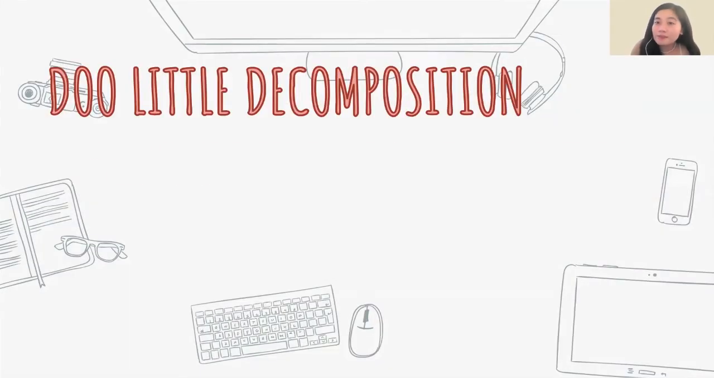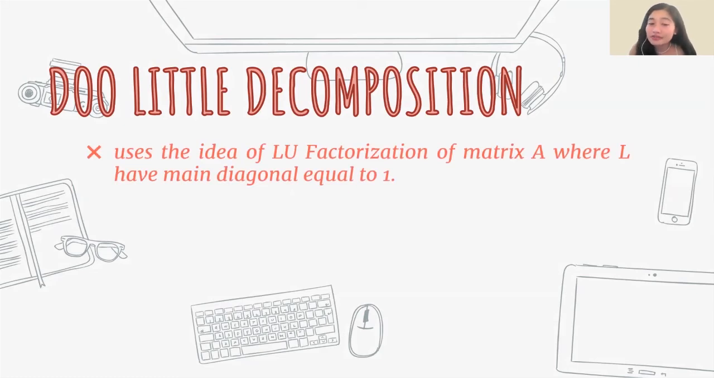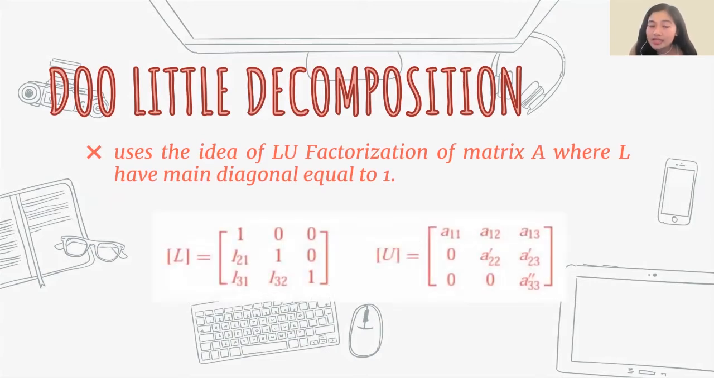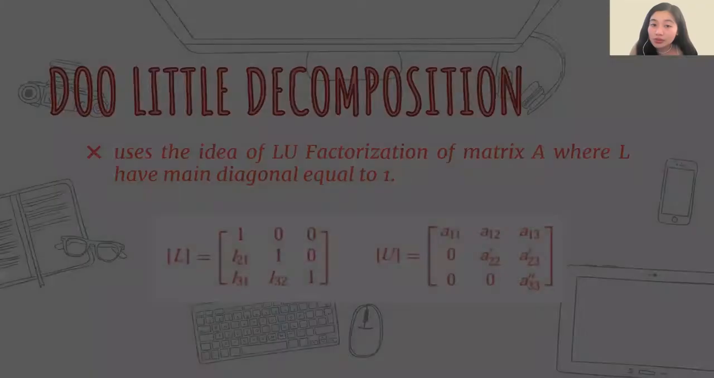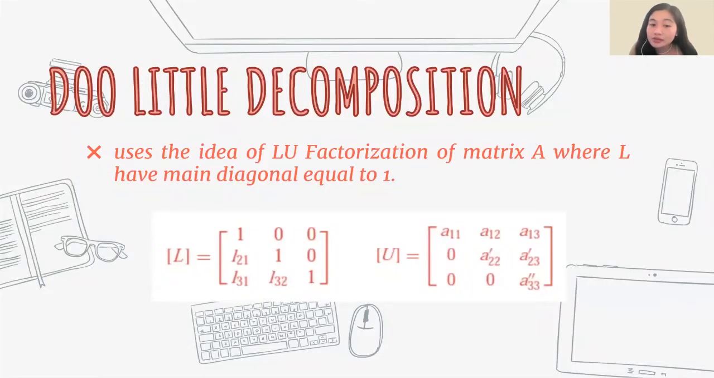So the Doolittle decomposition uses the idea of the LU factorization of a matrix A, where L has a main diagonal equal to 1. As you can see flashed on the screen are two 3 by 3 matrices, one is L and the other one is matrix U. We have the lower triangular matrix designated for matrix L and the upper triangular matrix designated to be our matrix U.